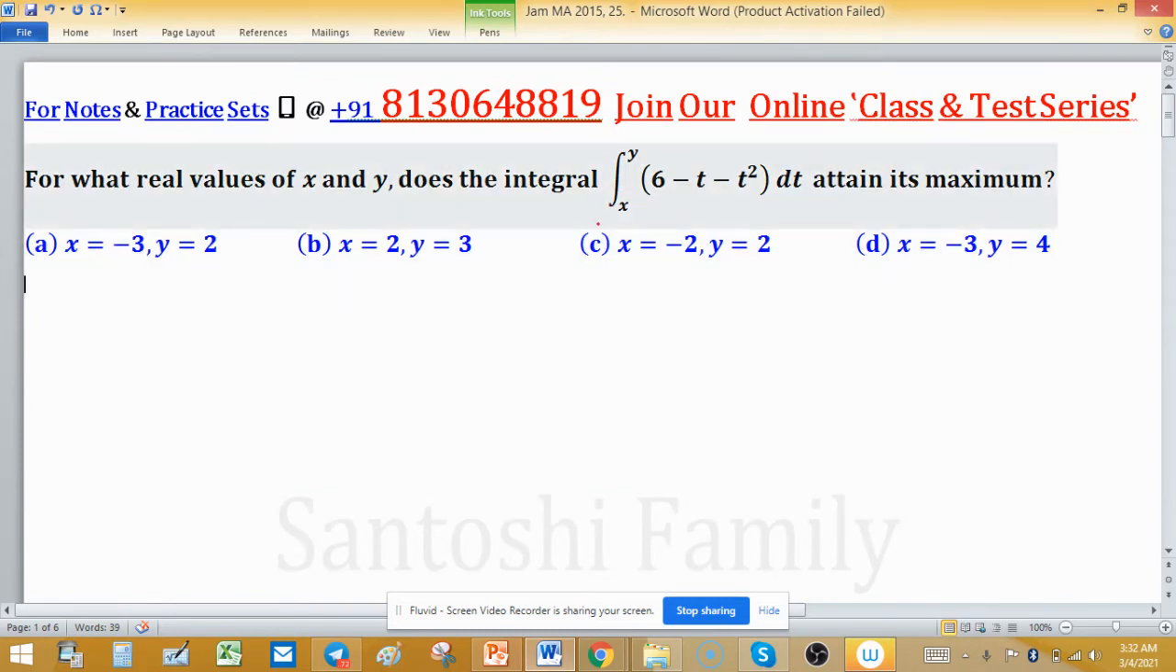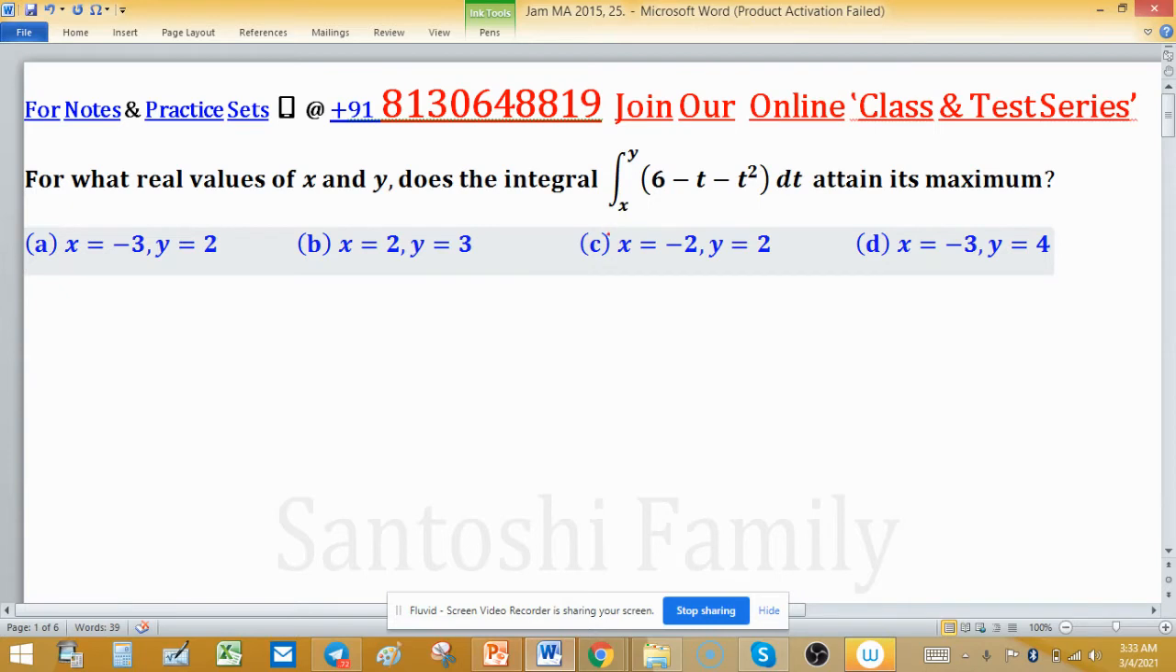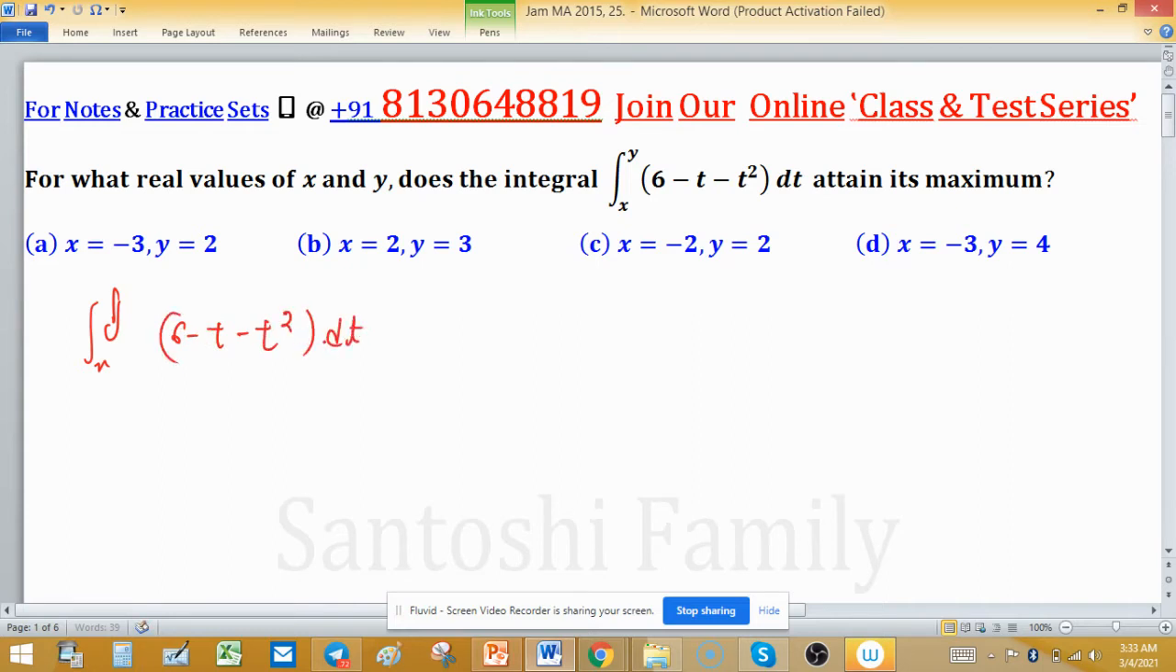But here the function is not given directly. So the first problem for a student is how to find the function. As this is the integral from x to y of 6 minus t square, and the integral with respect to t is given, anyone can easily integrate it. So 6t minus t square divided by 2 minus t cube divided by 3, and the limits are from x to y. Now put in the limit values.